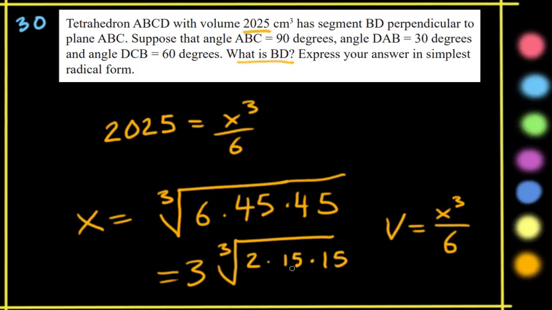And let's see, 15, the prime factorization is 3 and 5, so I've got a couple of 3's and a couple of 5's and a 2. There's no triples in there, so I just need to multiply this out. I can't pull anything else out of the cube root. So 15 times 15, that'll be 225, and then 2 times that will be 450. So the final answer is 3 times the cube root of 450.